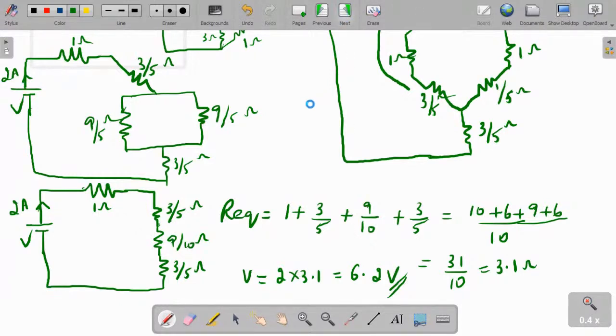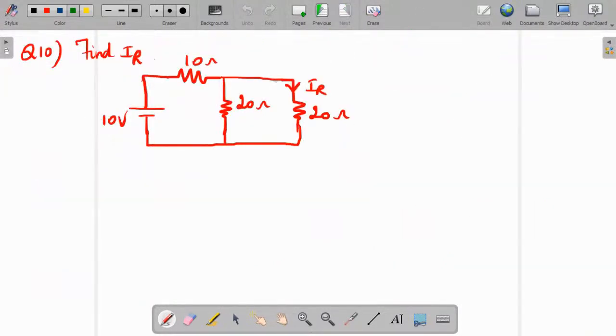Next question. Find the current through the 20 ohm resistor. Okay, so we can directly use the current division rule, since they are asking about a parallel branch. So what is IR? IR is the total current times the opposite resistance, which is 20 ohms, divided by the total resistance 20 plus 20. I have taken the total current as I here.